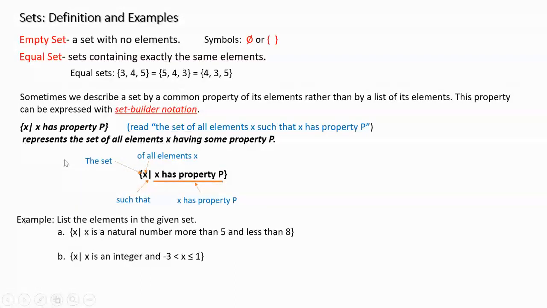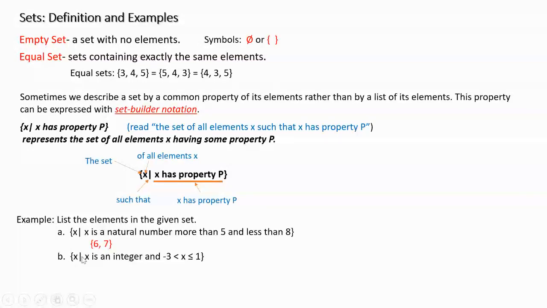Okay, now example. List the elements in a given set. The set of all elements X such that X is a natural number more than 5 and less than 8. If it says more than 5, it cannot be 5, right? And also it cannot be 8. So the set will be 6 and 7.